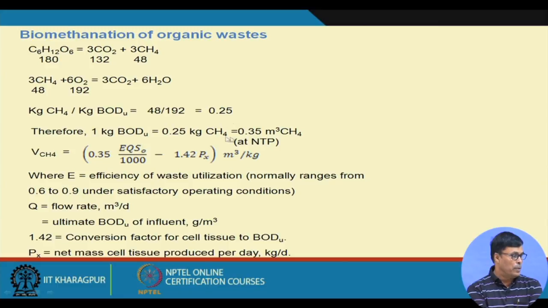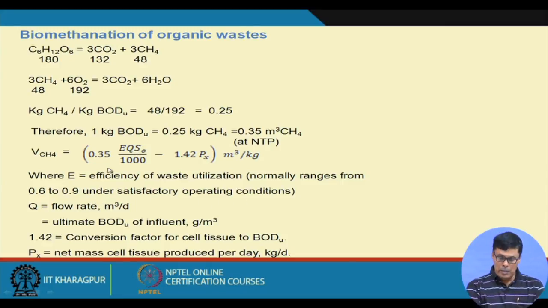Now, if you multiply it with 22.4 liters, we know that at NTP 1 gram mole of gas is equivalent to 22.4 liters. If you use that parameter, you will find 0.25 kg of methane is equivalent to 0.35 cubic meter of methane. Now, this is the equation that we have, where E is the efficiency of waste utilization. Normally the range is 0.6 to 0.9 under satisfactory operational conditions.